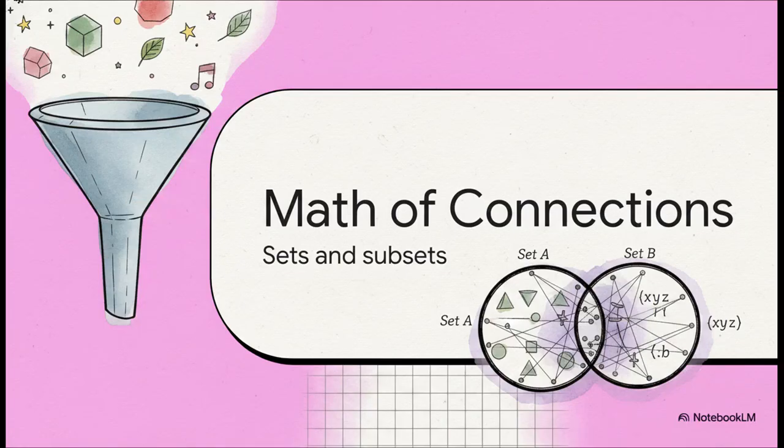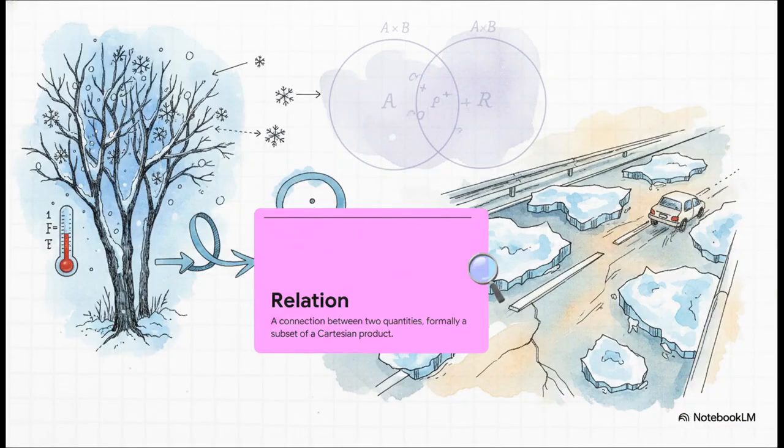Section 1. The math of connections. So basically, everything in math starts as a set, which is really just a collection of objects. And when we pair every single element of set A with set B, we get what's called a Cartesian product. Now, from that massive pool of pairs, we get our first major concept, a relation. Simply put, a relation is just a connection between two quantities. Formally, it's a subset of that Cartesian product. But honestly, you can just think of relations as basic cause and effect relationships. You put an input in, and you get an output out.